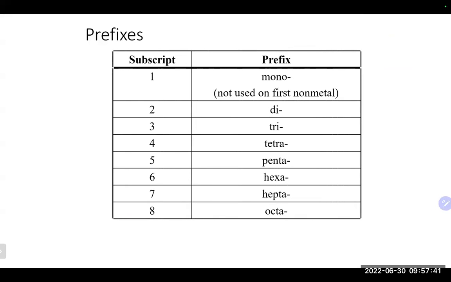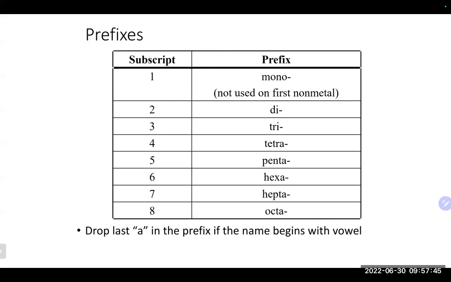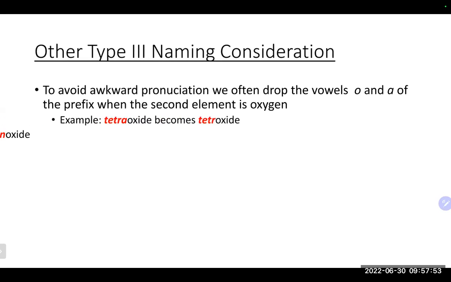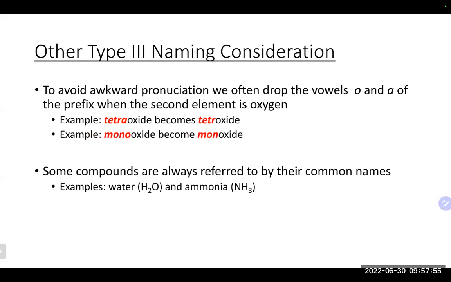So here's, again, the list of prefixes. And as I mentioned before, drop the A or the O if it backs up to something that also has those kind of letters. And here's just a couple of examples of those. Now, tetraoxide, so we would drop the A out of the tetra part of it, and it just becomes tetroxide instead of tetraoxide. Obviously, again, we drop the O there, and it becomes monoxide.